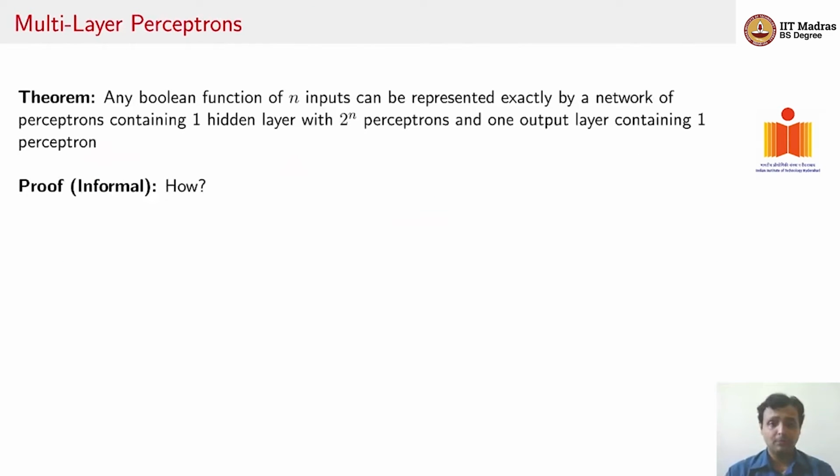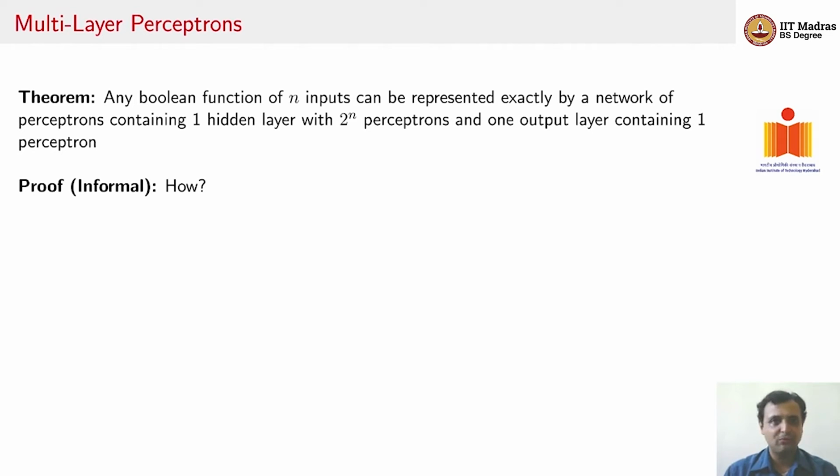You can in fact show that any Boolean function of n inputs can be represented exactly by a network of perceptrons containing one hidden layer with 2 power n perceptrons and one output layer containing one perceptron. So if you have a multi-layer perceptron, and you have 2 power n perceptrons in that hidden layer, you can represent any Boolean function of n inputs.